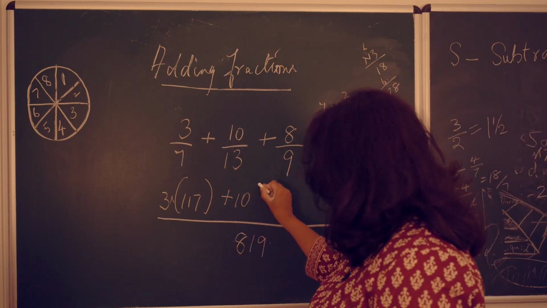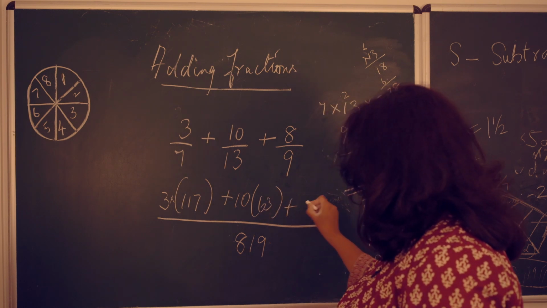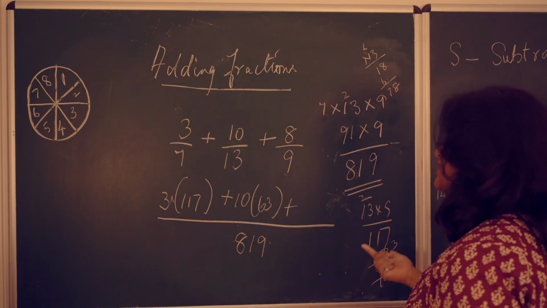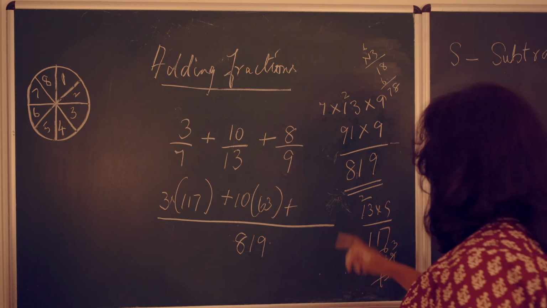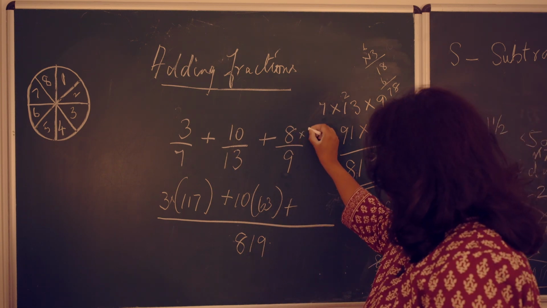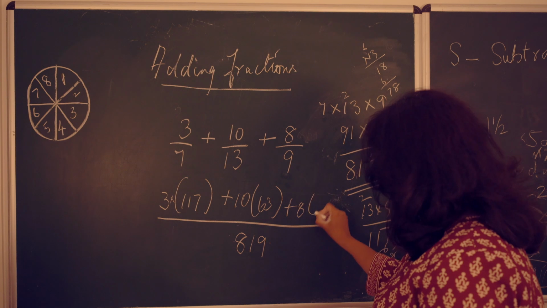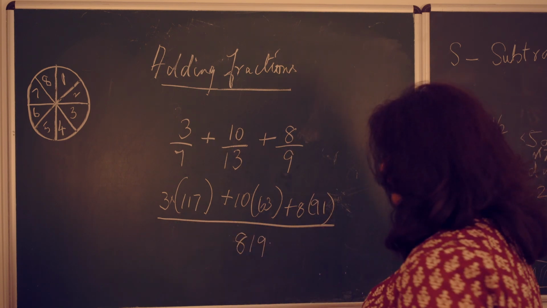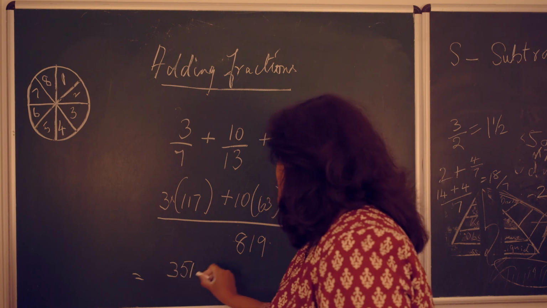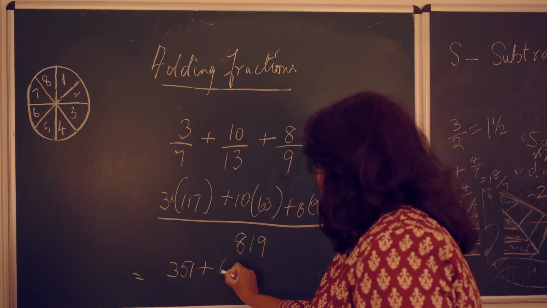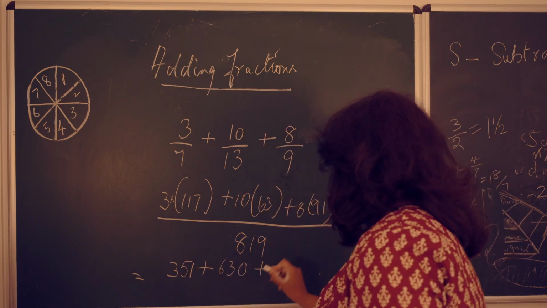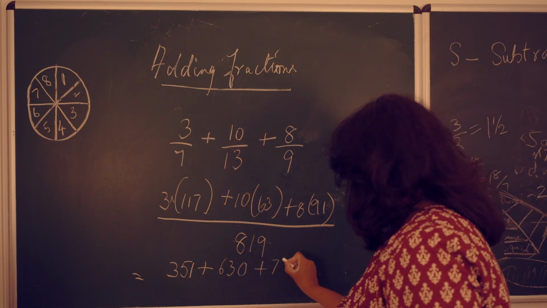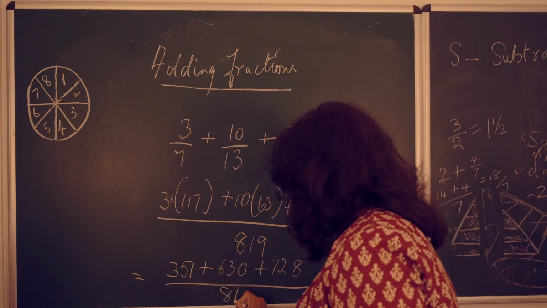So 10 times 63, plus 8. Here the example of 9. How many times will 9 go in 819? 91 times. So 8 into 91. We have 3 times 117, which is equal to 351, plus 630, plus 8 times 91, which is 728, over 819.